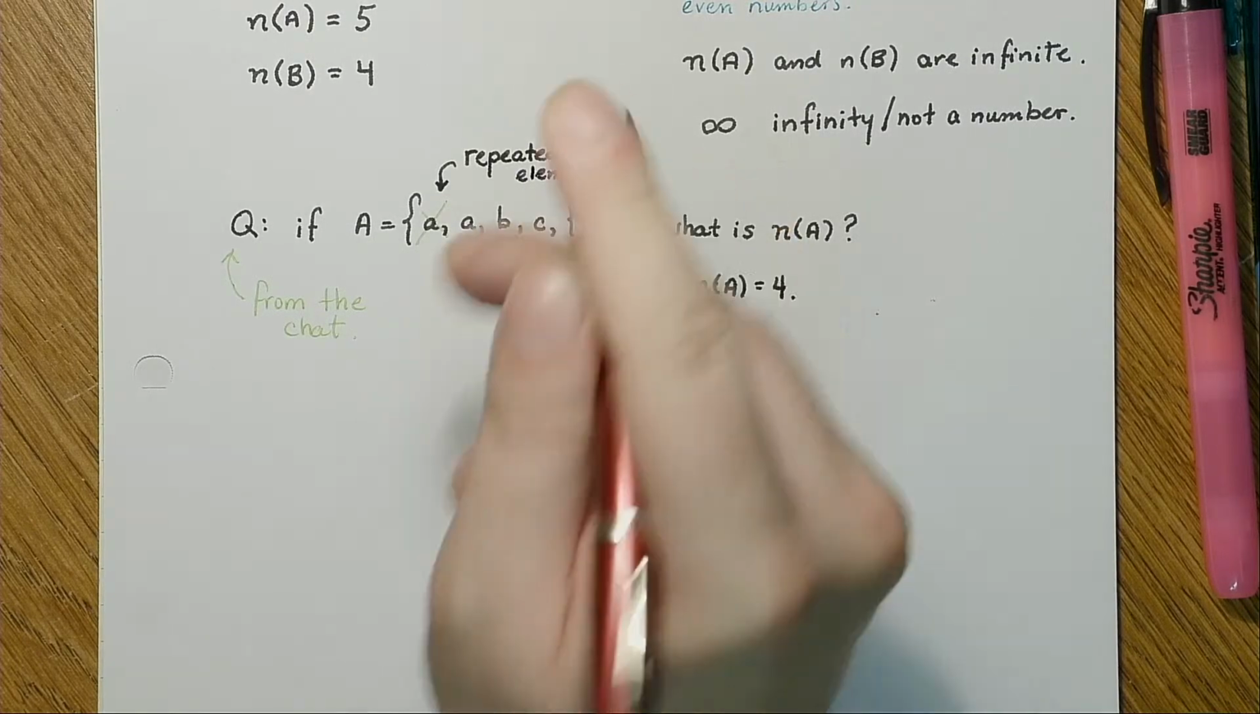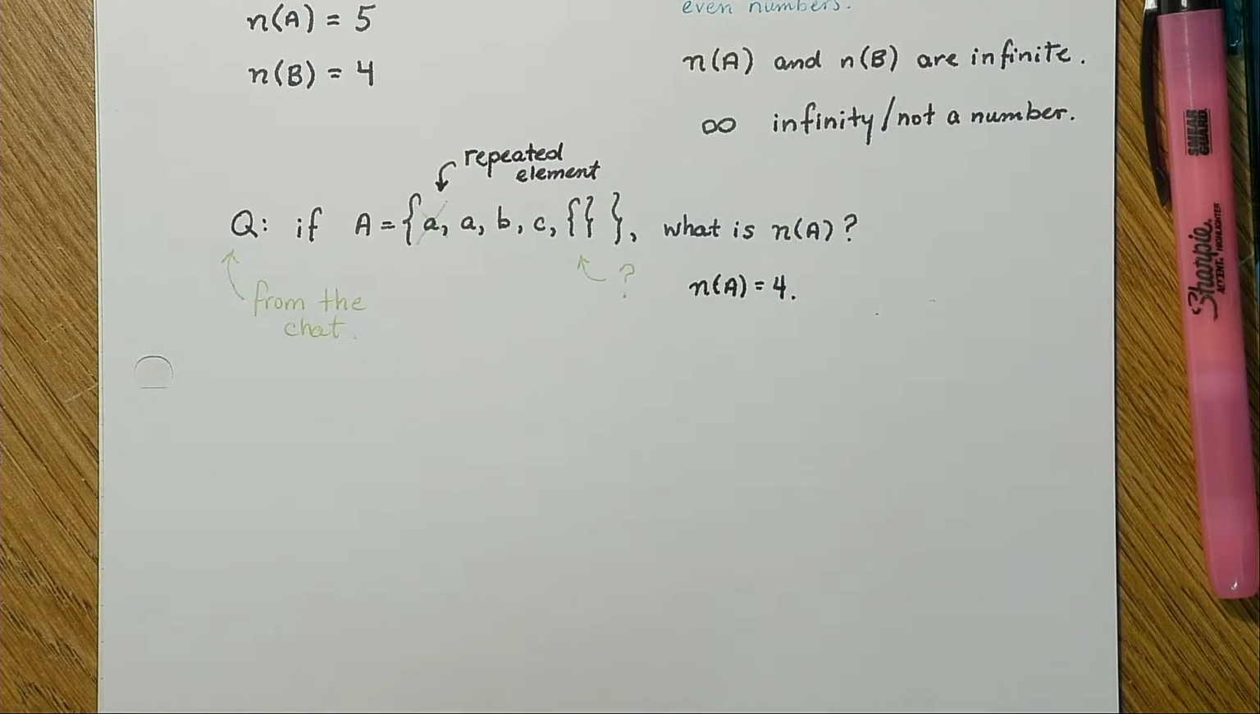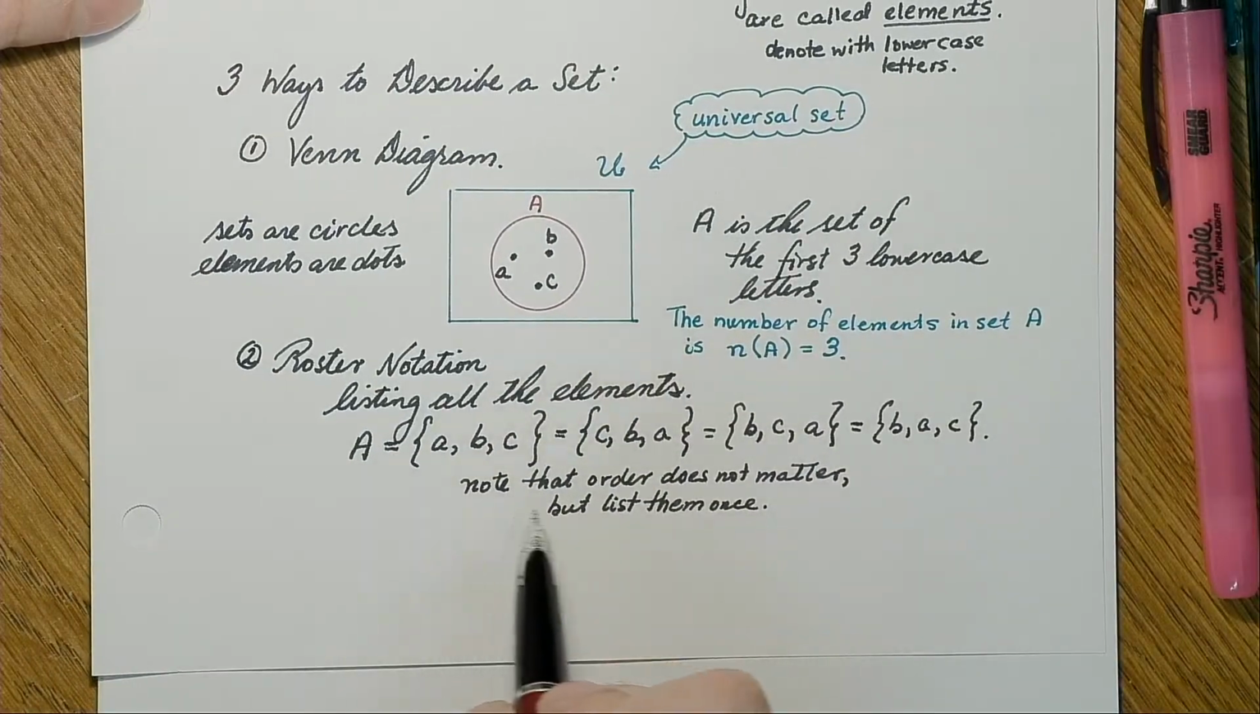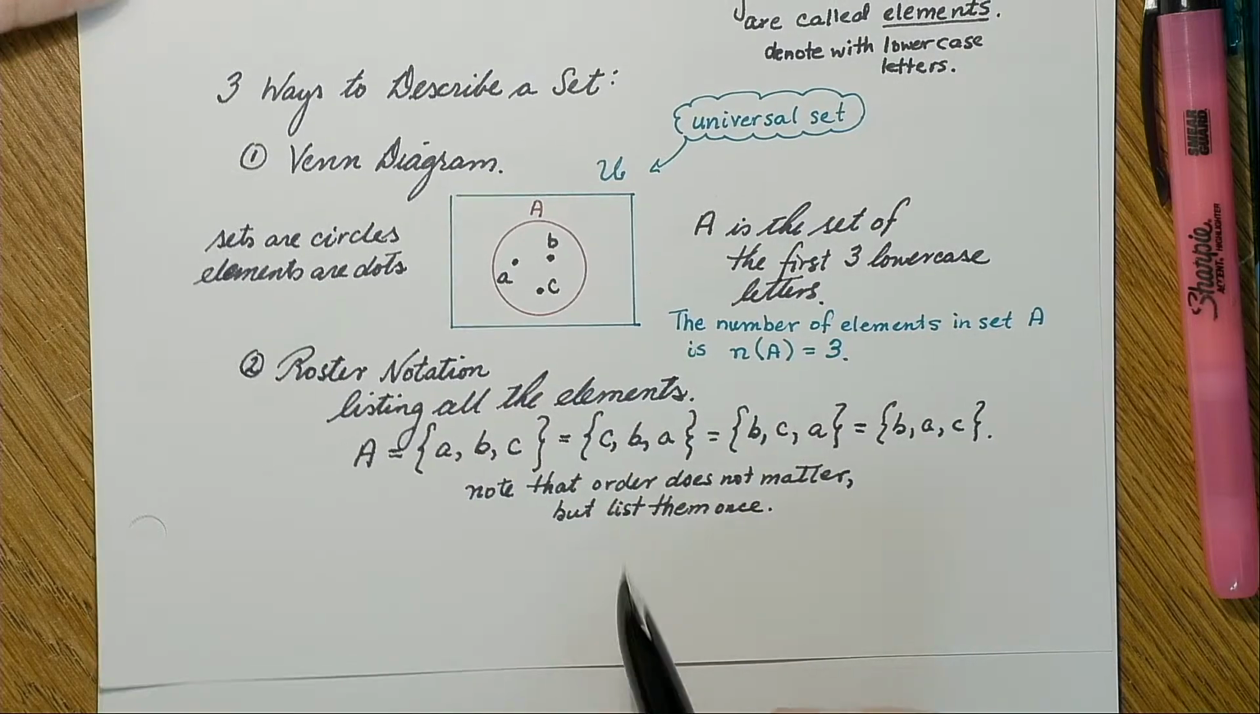So there's a repeated element. And again, if we're using roster notation, note that the order doesn't matter, but we only list them once.